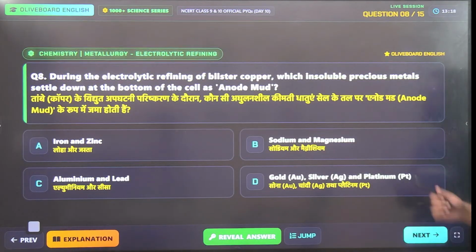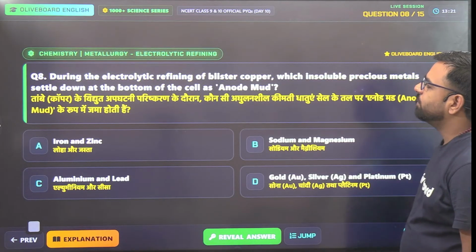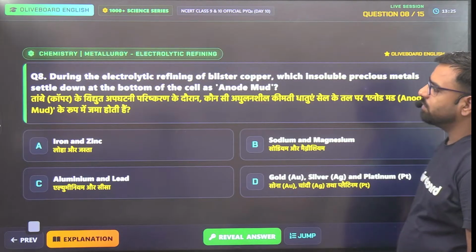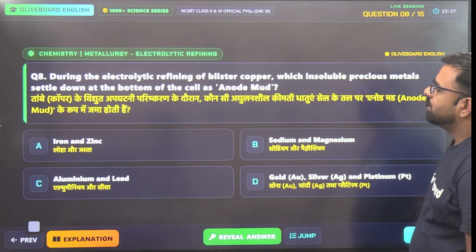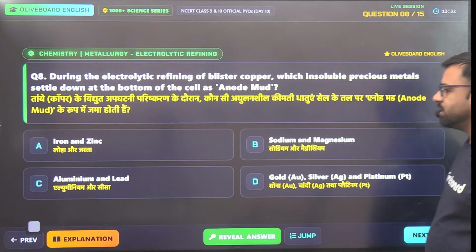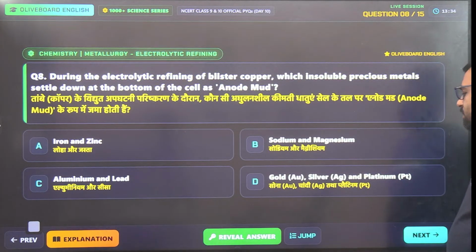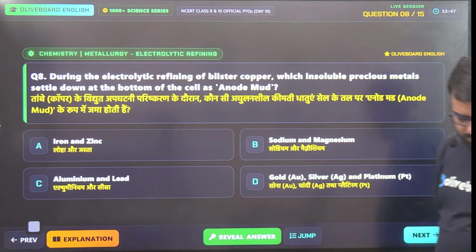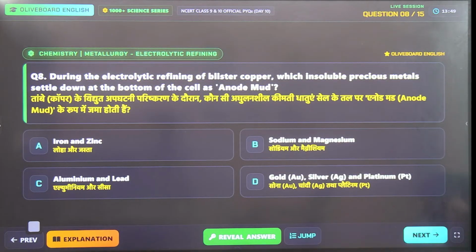Next, during the electrolytic refining of blister copper, which insoluble precious metals settle down at the bottom of the cell as anode mud? Is it iron and zinc, sodium and magnesium? Is it aluminum and lead? Is it gold, silver and platinum? What do you think should be the correct answer? Your four options. Please try to answer. What should be the correct answer, guys, in this case?